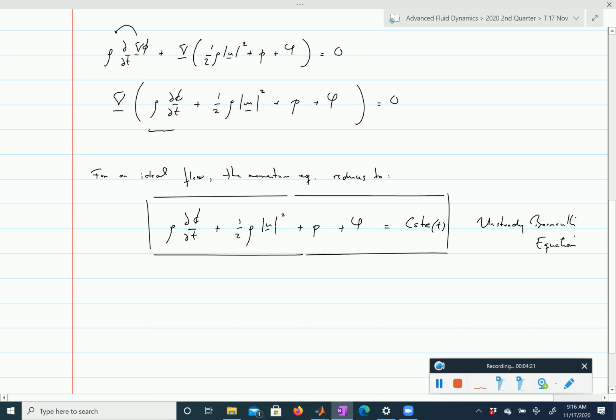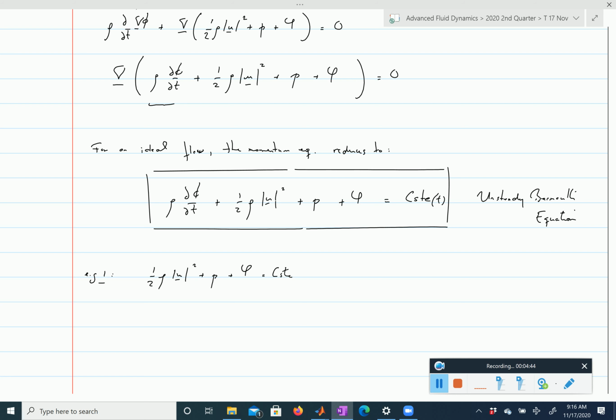So this unsteady Bernoulli equation looks a lot like the Bernoulli equation, right? You're used to not having this term, that being a constant, and this, but there are several differences. Let's assume that the flow is steady, which means that this constant does not depend on time, and this term is not here. Then our unsteady Bernoulli equation becomes 1/2 rho u squared plus p plus phi equals a constant, which looks like the other Bernoulli equation we discussed before. But the main difference here is that this constant is the same everywhere, which is different from the Bernoulli statement that we derived before.